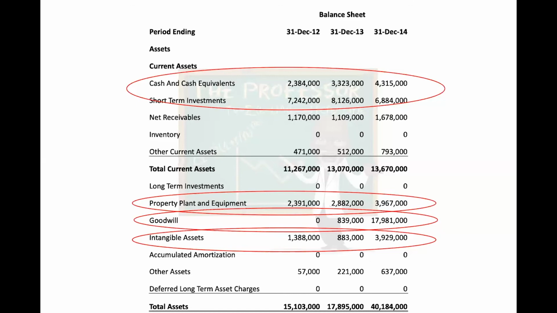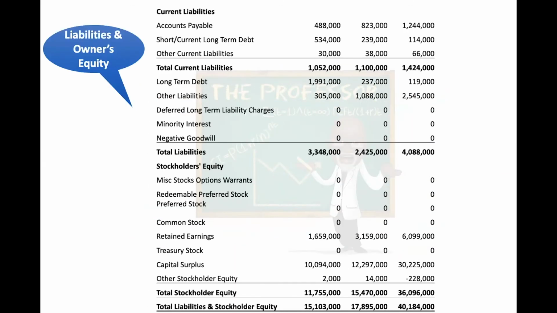Total assets right now are valued at 15 billion, 17, almost 18 billion, and then 40 billion. That's your total assets. Now, the other thing that we know with the balance sheet, and that's why they call it a balance sheet, our total liabilities and owner's equity section needs to equal our total assets. They need to balance. We are now in the liabilities and owner's equity section.